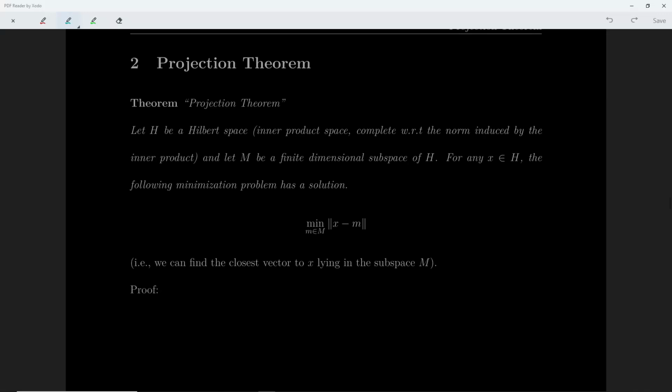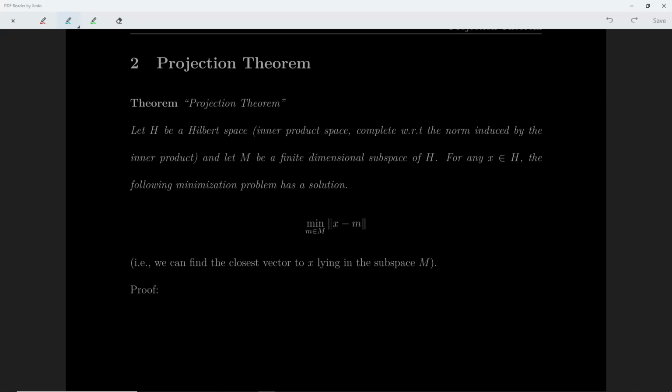Okay, so among all possible vectors in my subspace M, I can find a vector that minimizes the distance between the given vector x and the m's over here. And its interpretation is that we can find the closest vector to x lying in the subspace M. So that's what we would like to do.